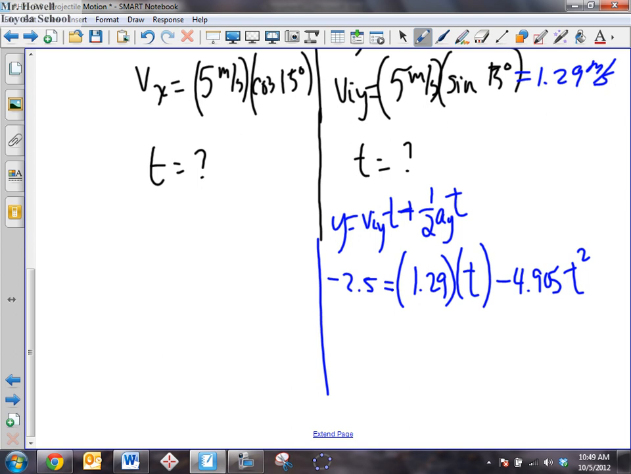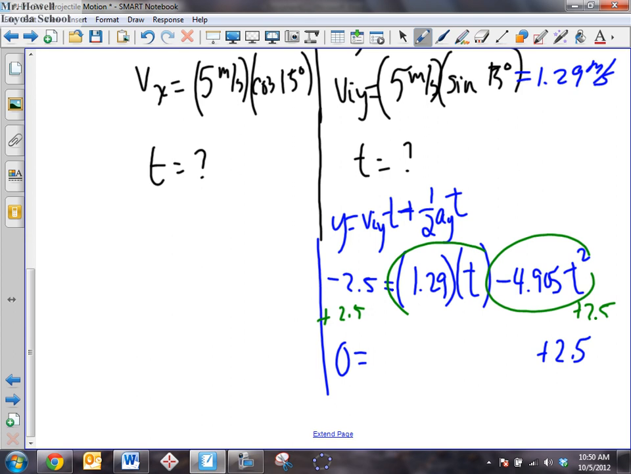Now, you can clearly see we have a quadratic. We need to put it in the correct order. Let's move the 2.5 over here. What does it become? Good. We're going to have a positive 2.5 at the end. Again, because to get rid of this negative, we need to add it to both sides. Now I'm going to switch the order of these two so that it's in standard form. So I'm going to write negative 4.905 t squared plus 1.29 t, and now I have a quadratic.